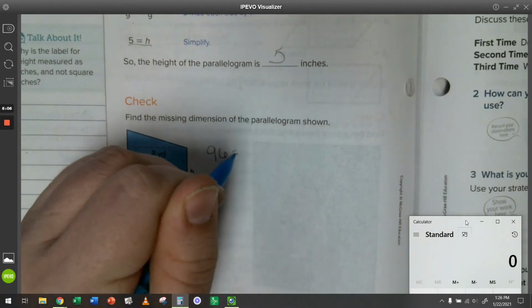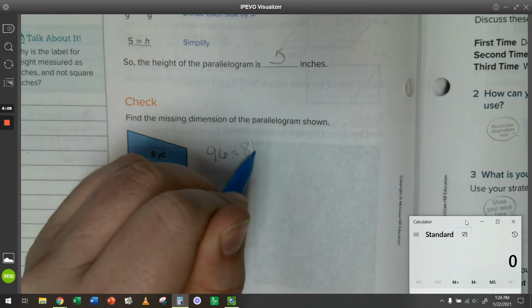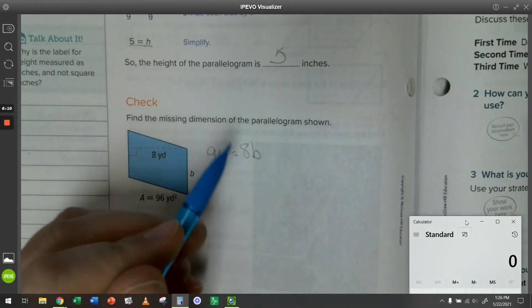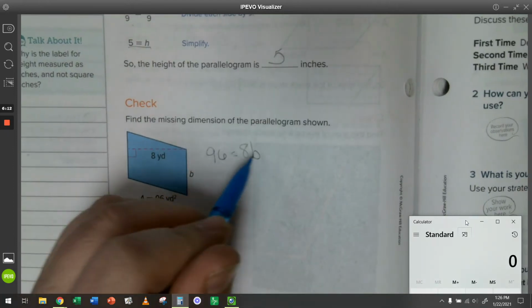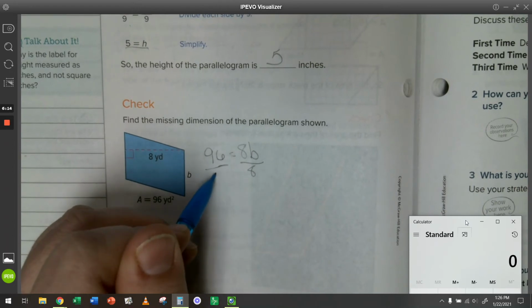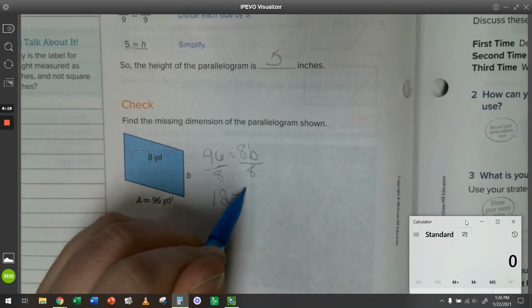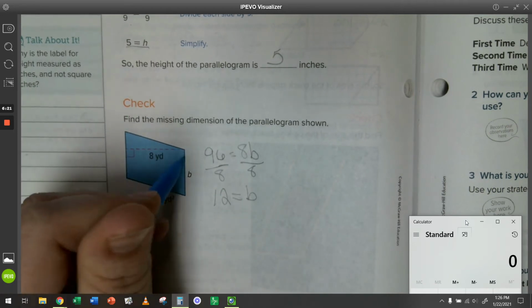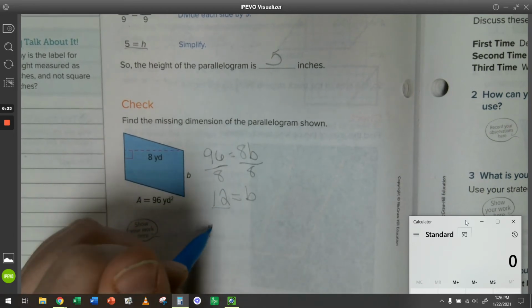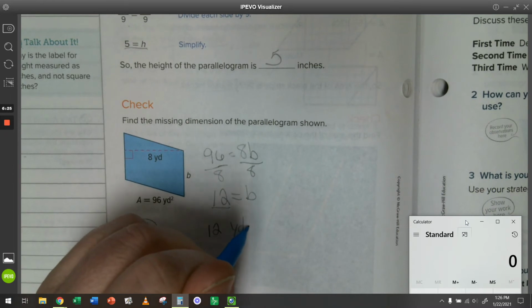So with this problem, we have 96, 8 is our height, and B is the base. We're missing the base. To get the base all by itself, we divide on both sides. We would then find that the base would equal 12. So the base is 12 yards.